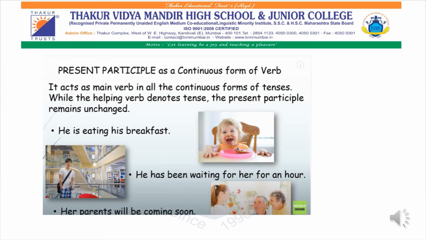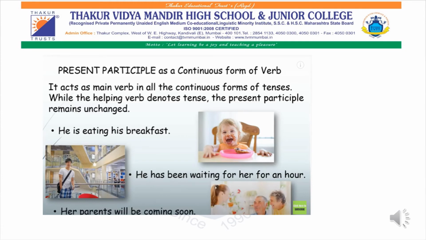Okay. Now in the second example, he has been waiting for her for an hour. In this we see that waiting over here is the main verb. Has been is the helping verb. Now this particular sentence is a present perfect continuous sentence and we see that some action is going on. He has been waiting. He is waiting for so long.